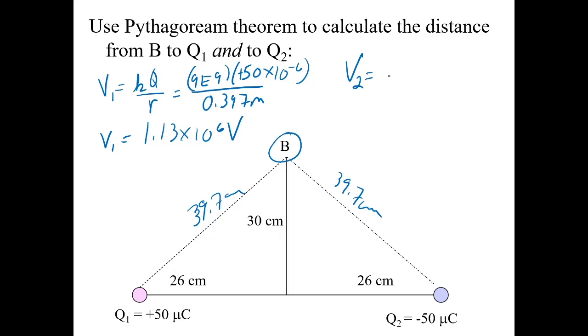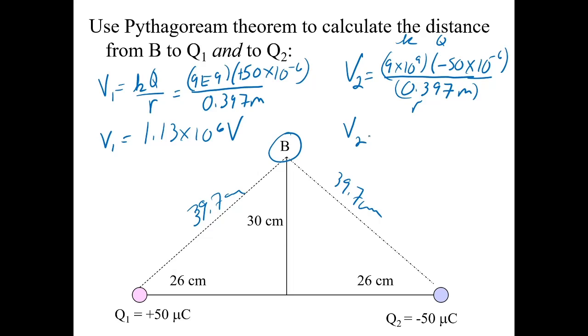Let's see what happens with V2 here. It's still KQ over R, 9 times 10 to the 9th, but it's negative 50 times 10 to the minus 6. You might be able to see what's going to happen here. It's symmetrical, 0.397. So V2 should work out to the same number, but what's going to be different? It's going to be negative.